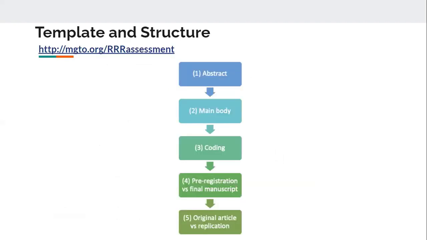So there are 4 major components of the RR assessment. First, abstract, main body, coding, comparing the replication pre-registration to the final manuscript, and comparing the original article to the replication. From the main body onwards, there is a checklist that you need to go through and elaborate. We'll describe each of these items in this tutorial. We'll do so with examples from last year's students' projects.